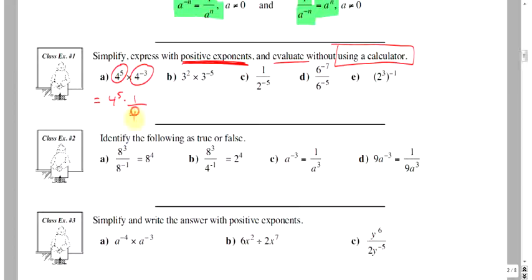By flipping him to the denominator. Okay, now he's positive. So I have 4 to the 5th power divided by 4 to the 3rd power. Do I have the same base? When I'm dividing, what do I do with my exponents? 4 to the 5 take away 3 is, yeah, and that is, of course, 4 times 4 is 16.